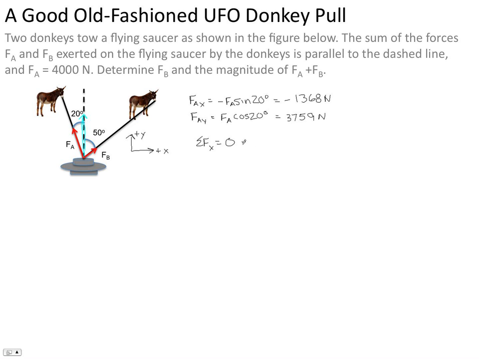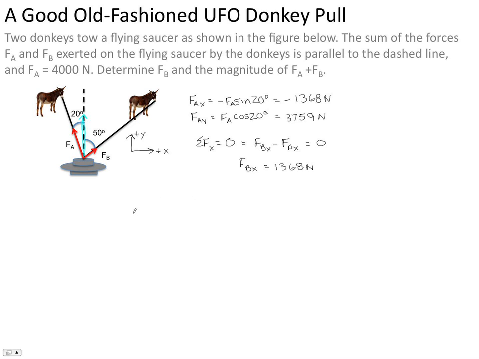So if we ask ourselves, what forces are in the x direction? There'll be an x component of A, and there'll be an x component of B. Add them together, we get 0. Well, we just found what Fax is, so that means Fbx must be equal to 1,368 newtons.